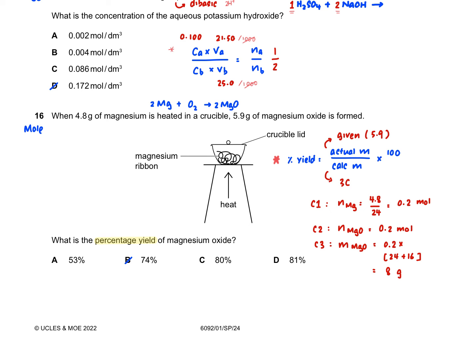So in this question, as per routine, the actual mass of magnesium oxide is given to be 5.9. And then we need to find the theoretical mass by applying 3C. So we need to first convert to moles. We are given 4.8 grams of magnesium. We just need to convert it to moles. Second C, compare mole ratio between magnesium and magnesium oxide. So the ratio is 1:1, meaning number of moles of magnesium oxide is the same as number of moles of magnesium. And the last C will be to convert from moles to mass. So we just need to multiply by the molar mass of magnesium oxide to get the theoretical mass, which is 8. So the percentage yield would then be just 5.9 over 8 times 100.